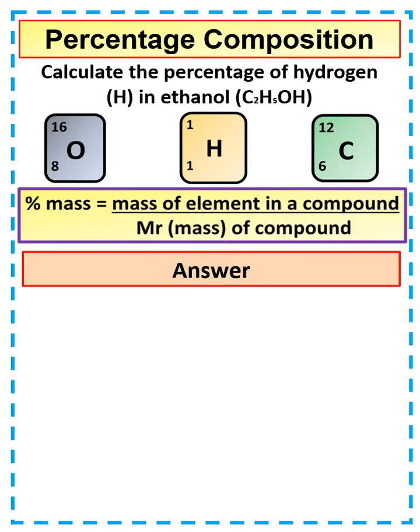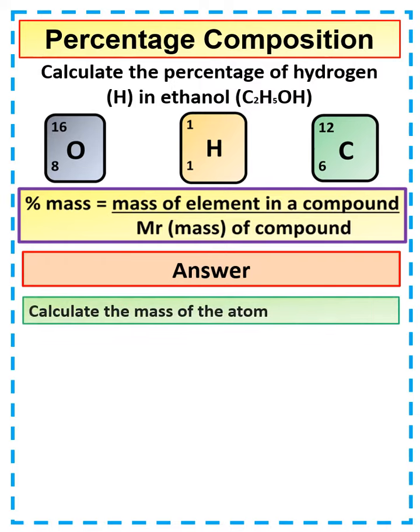So in this question, all we are going to do is look at how to calculate the percentage of hydrogen in ethanol. In the question, it's given us our formula for ethanol, and underneath, it's given us the Mrs of the separate atoms. So remember that the equation that we need to use is the percentage by mass is the mass of the element in the compound divided by the total mass of the compound.